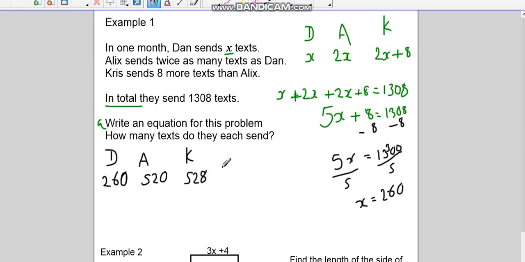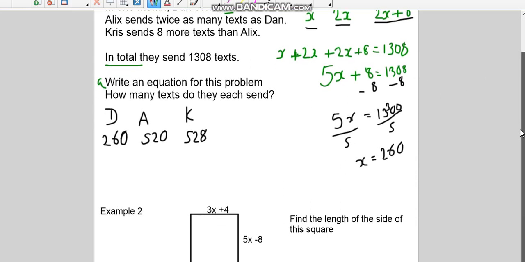And if we add those up, they should add up to 1,308. So the key to this one is to write out each expression for each person carefully first, and then read. Normally you have to total them, so add them together, make them equal to what it says they're equal to, collect your like terms together, and leave your equation nice and simple.